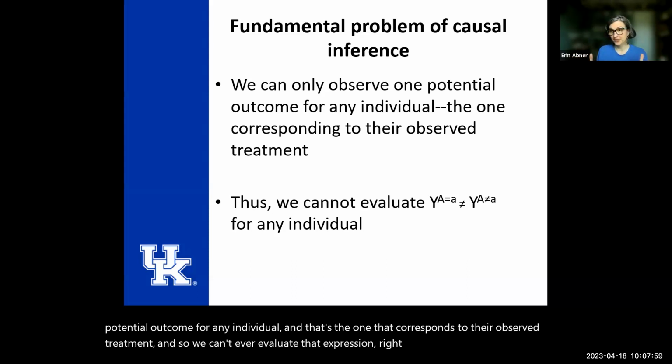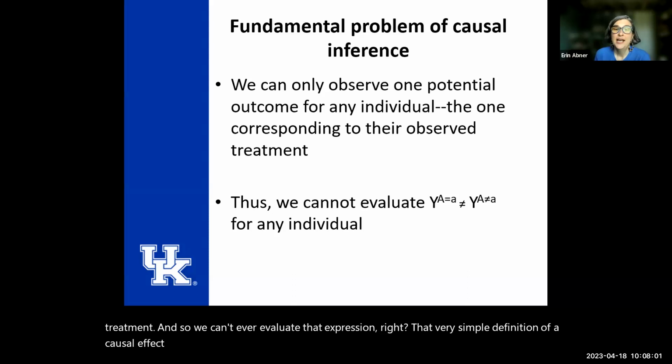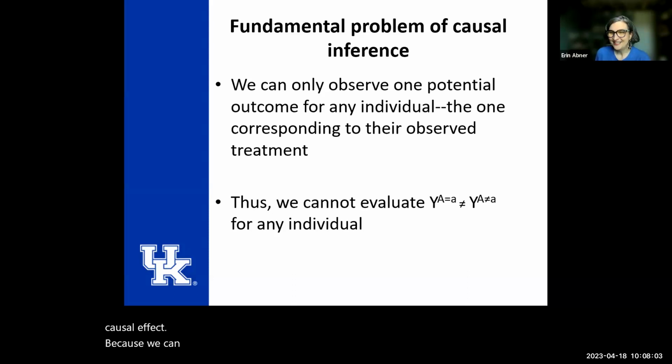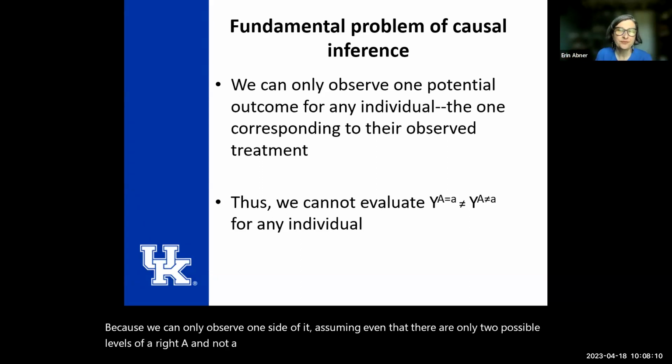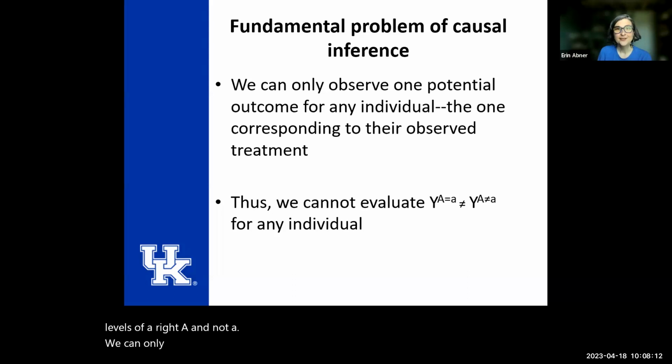That very simple definition of a causal effect, because we can only observe one side of it, assuming even that there are only two possible levels of A, right? A and not A. We can only observe one. And so we can never know what the individual causal effect is.